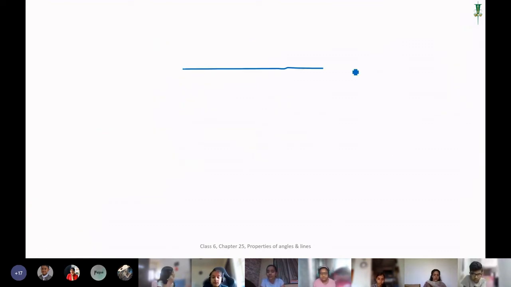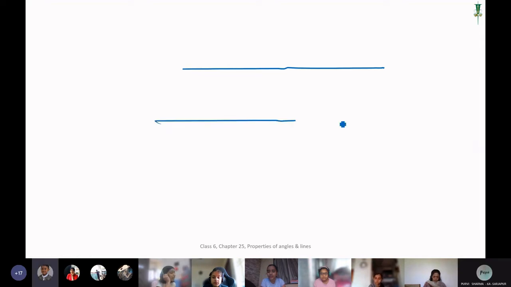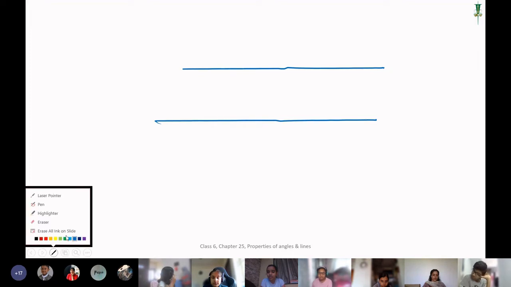With reference to the transversal, these are the two parallel lines that I have, and I am going to draw a transversal.